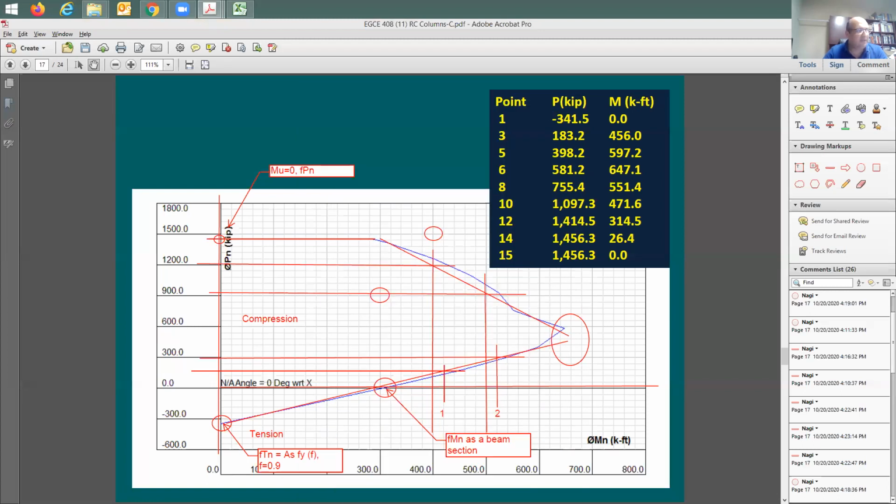Okay, understand this. How about the bottom equation here? I'm going to say now this gives me tension. And the equation for tension, phi Tn, is going to be equal to the cross-section area of the rebars, multiplied by F sub y, multiplied by phi factor of 0.9. So I'm good about these 2 points. Any questions from anyone about these 2 points?